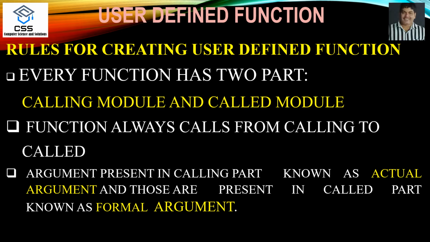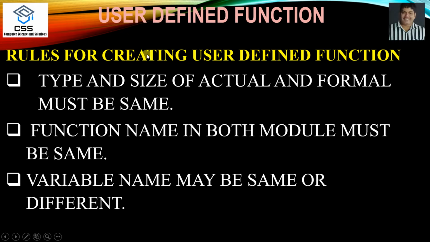Called function, called module, called part all have equal meaning. Calling function, calling module, calling part all have equal meaning. The argument present in the calling part is known as the actual argument and the argument present in the called part is known as the formal argument. The type and size of actual argument and formal argument must be the same. Means whatever type of value you are sending and however many values you are sending, that much type and that much number must be received in the called block.